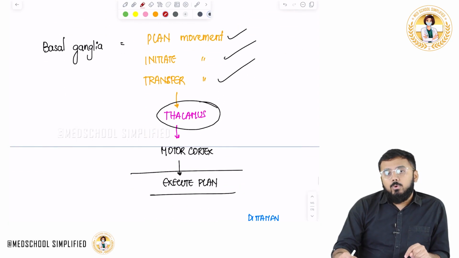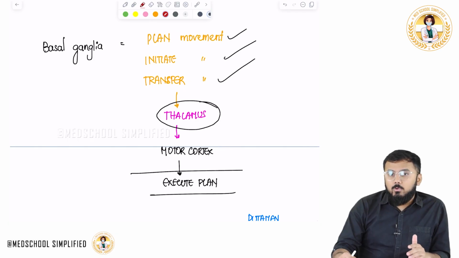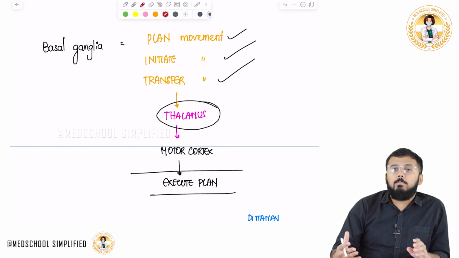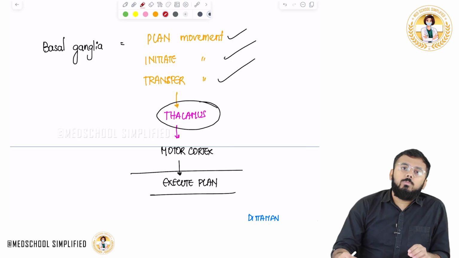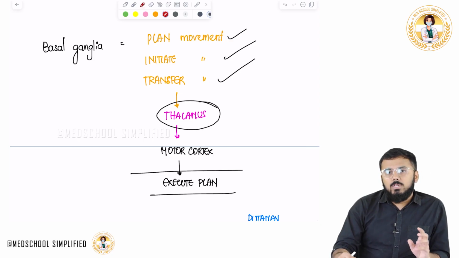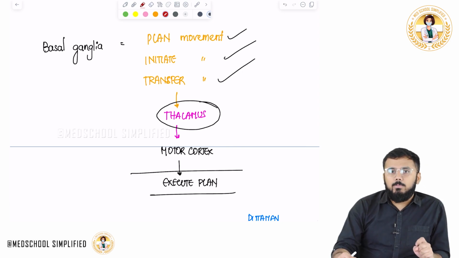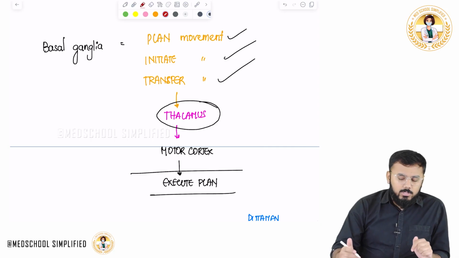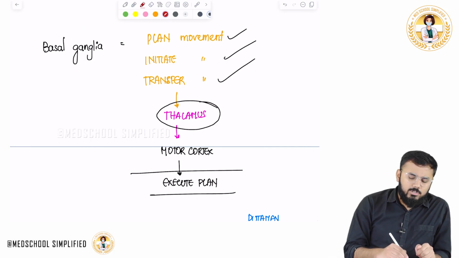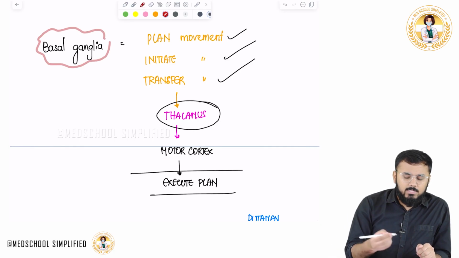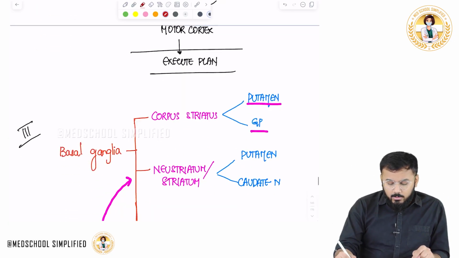So what did I tell you? I told you yesterday that basal ganglia is the one which will plan the movement, right? And next which will initiate the movement and which will transfer the movement up to where? It will transfer the movement to the thalamus, and thalamus will take this information and send it to the cortex, and from the cortex the neurons will come down and enter into your muscles and start the action. So this is the overall function of basal ganglia. So we have discussed in detail about that, okay?